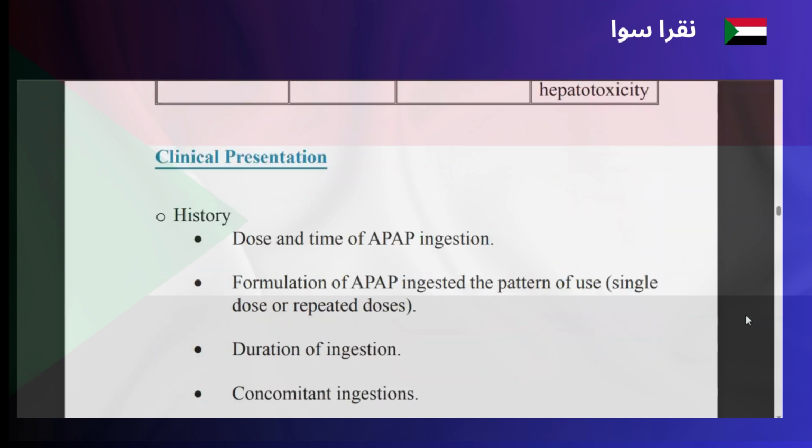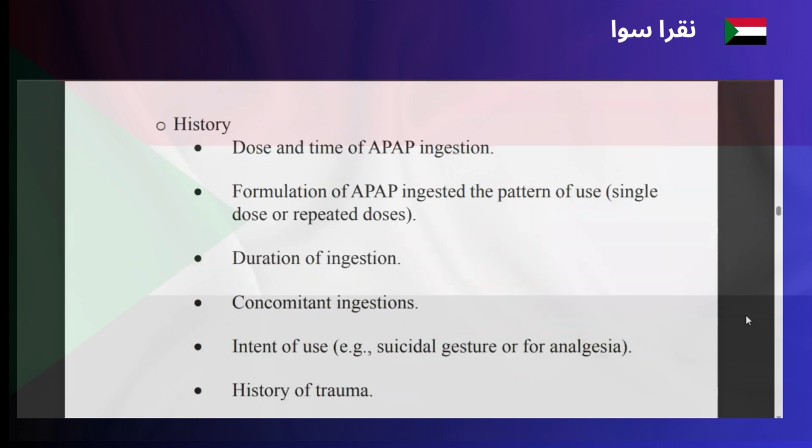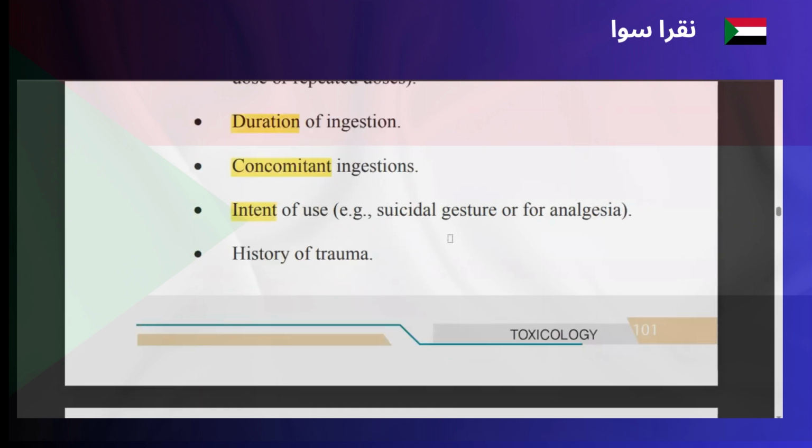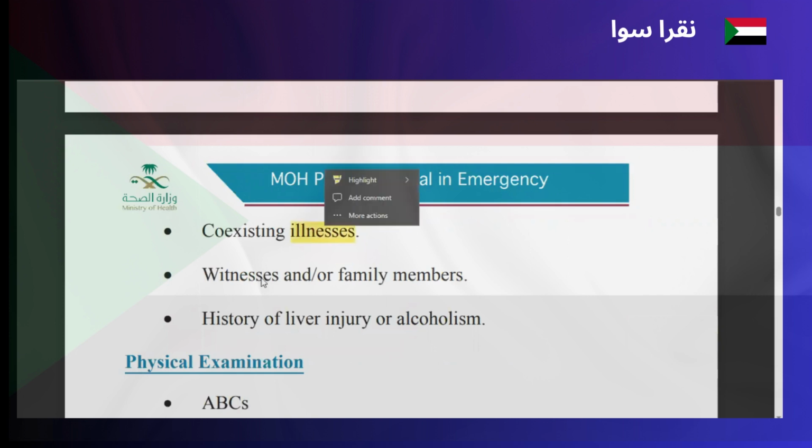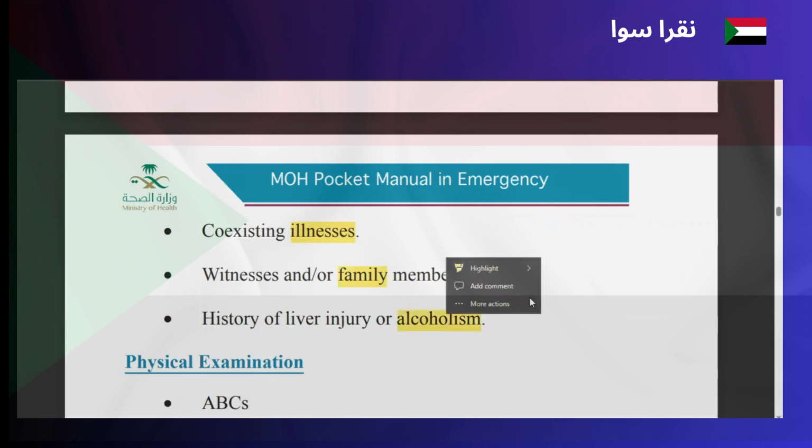Clinical presentation, history: the dose and time of ingestion, the formulation, the pattern of use, single or repeated doses, the duration, and concomitant ingestion. Also the intent of use, whether suicidal or for analgesia, history of trauma, coexisting illnesses, witnesses and family members, and history of liver injury or alcoholism.